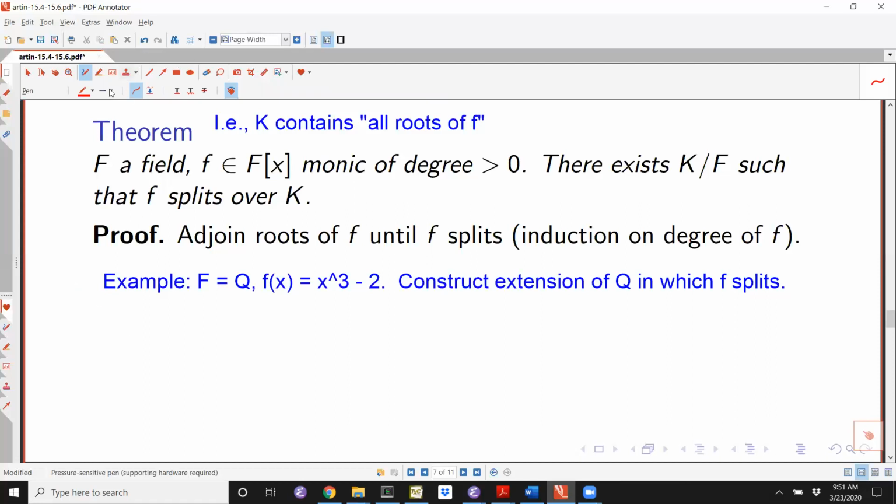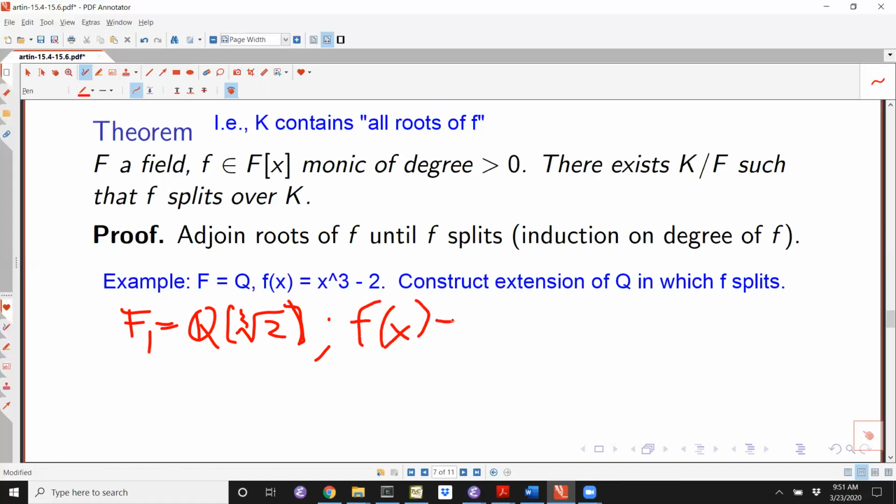And so we can take F1, the first time. Let's take Q, and we're going to adjoin the cube root of 2. Then if we factor f of x over F1, what we get is x minus the cube root of 2. So that's our, oh, who picked this example? Terrible.